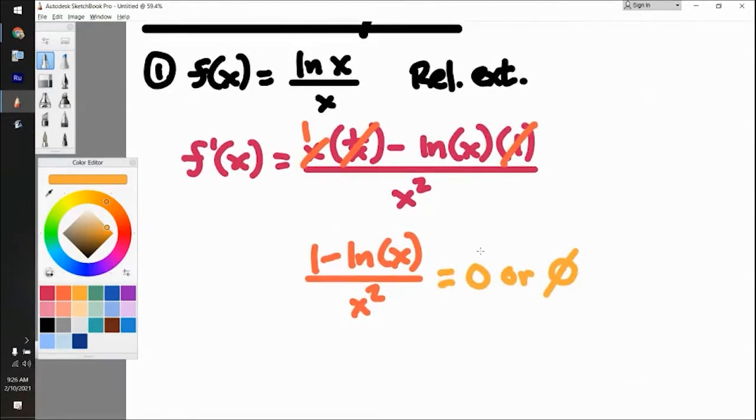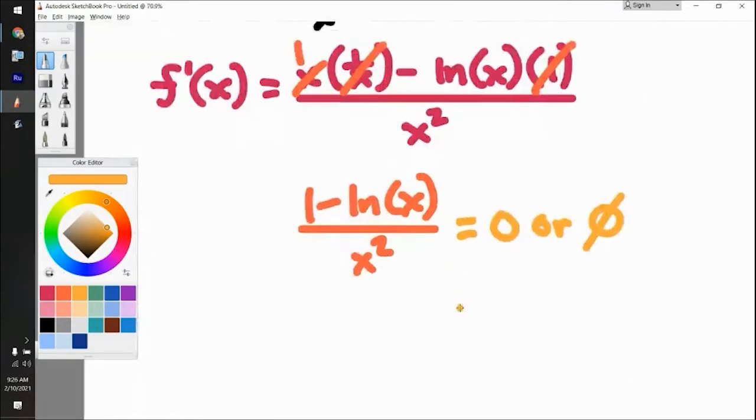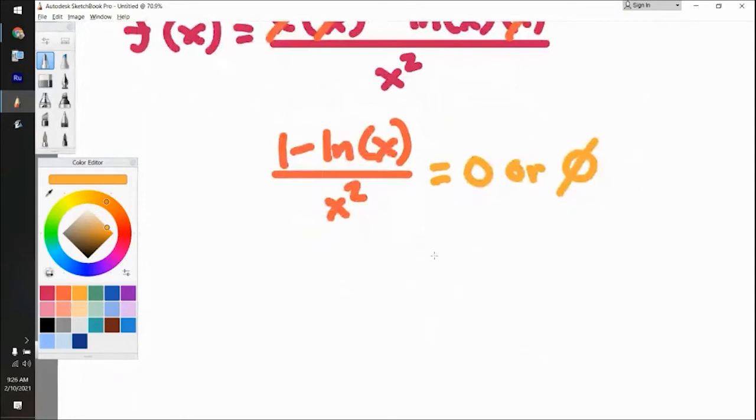90% of the time it's going to be a 0, but AP purposely puts one on there that's going to be undefined, because they know that people forget about it. So make sure you write 0 or undefined, because that's the definition of a critical number. It's where the derivative is equal to 0 or undefined, and it's whatever the x value is.